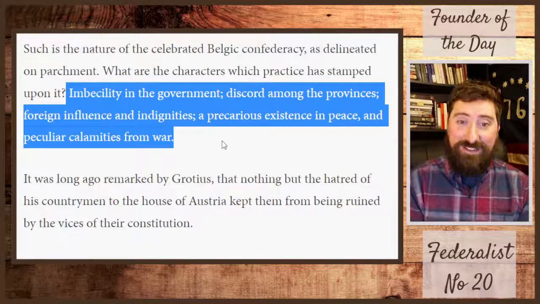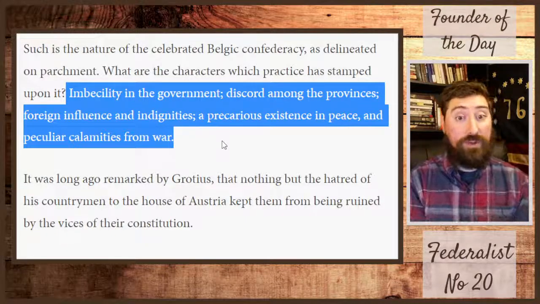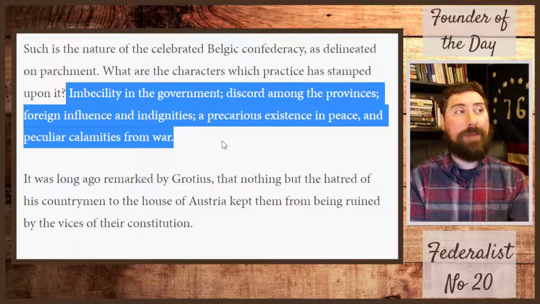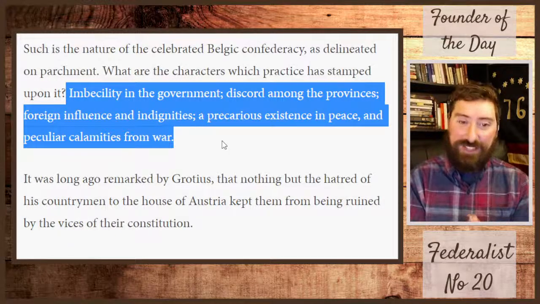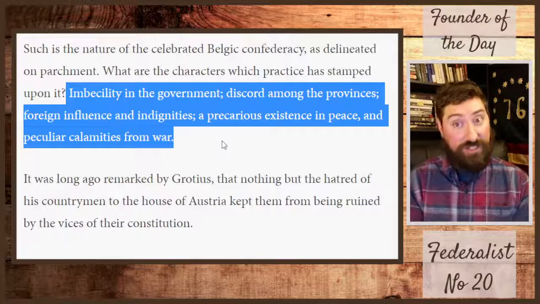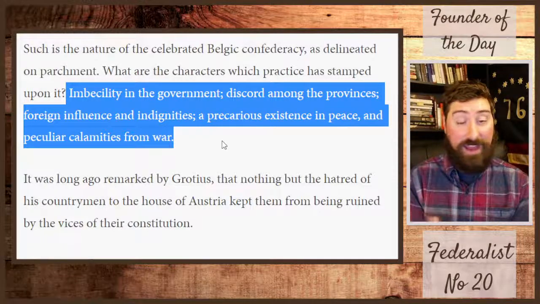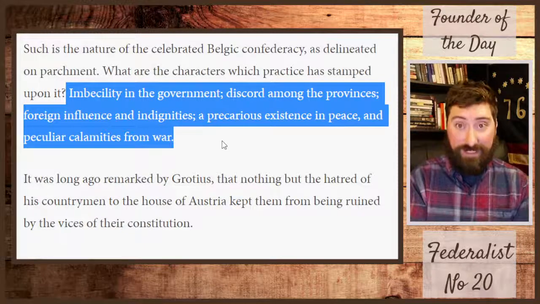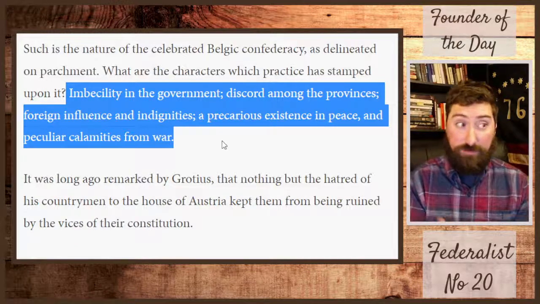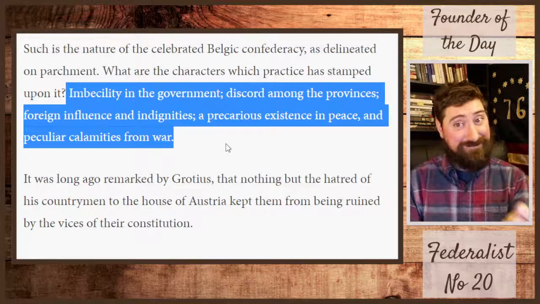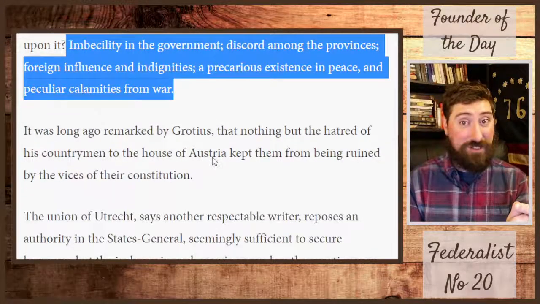Imbecility in the government, discord among provinces, foreign influence and indignities, a precarious existence in peace, and peculiar calamities for war. Imbecility in government, so a stupid government, like literally saying a stupid government. Discord among the provinces, so these United States, they have troubles between each other. Foreign nations are embarrassing the Netherlands and getting involved in their private affairs, and a precarious existence in peace. So they have peace sometimes, but it's hard to hold on to.